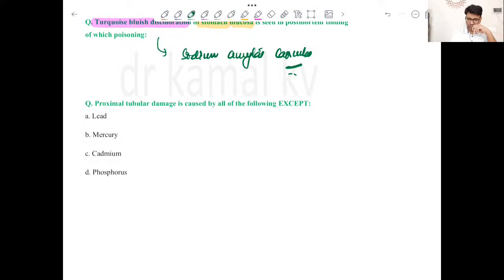Now, the next question was about poisons. Proximal tubular damage of the kidney is done by all of the following except, it means out of these four options, which poison does not cause injury to the kidney? Out of these four options, which does not damage the kidney? Anyone?